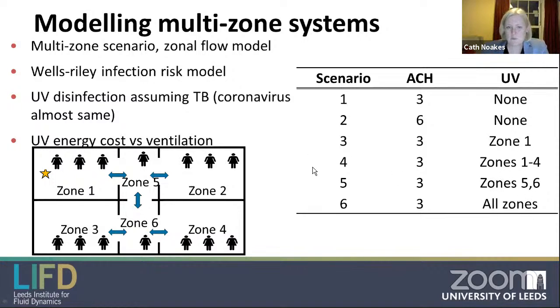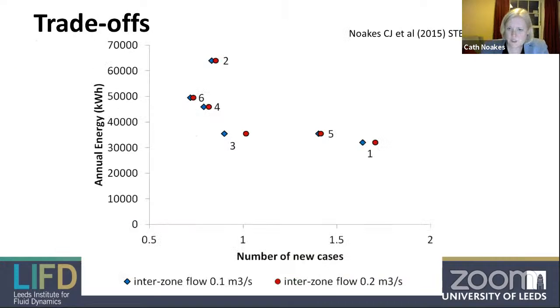And we were interested to say, well, if we did this, what might be the impact on infection rates, and what might be the impact on energy? And the results are quite interesting. So ignore the fact there are red and blue dots. That's just about the interzonal mixing, and it doesn't make very much difference. But here's our base scenario where we've got a fairly low energy consumption, but then the highest number of cases. If we double the ventilation rate, we basically double the energy cost, and we halve the number of cases, more than half the number of cases.